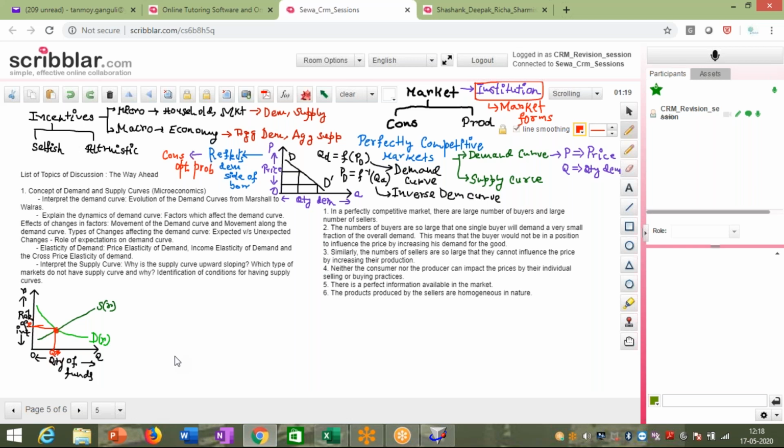So let's say there is this equilibrium point, right? The demand and the supply curve interact. Now the next thing that happens is the bank wants to reduce its exposure. So it wants to control the quantity of funds it gives out, right? And what the bank does is raise the rate of interest.